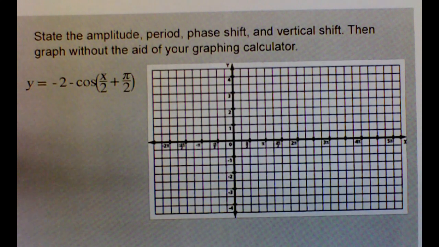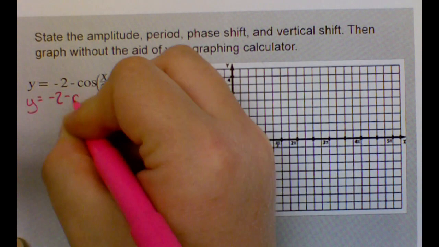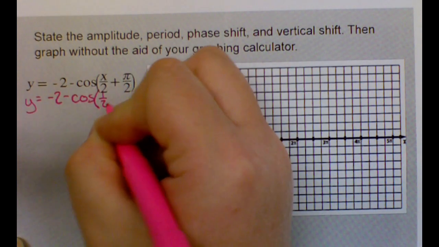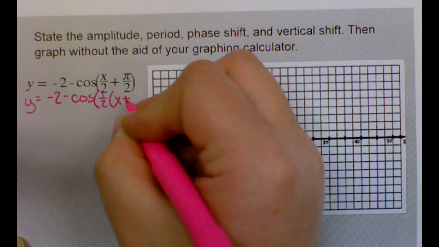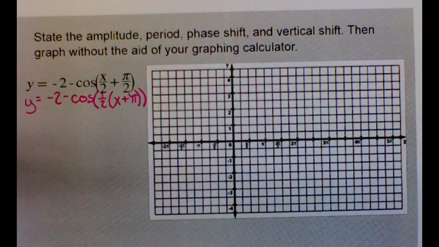All right, this one gets a little complicated because you'll notice the b value is not factored out. So we want to rewrite it right away. Negative 2 minus the cosine of 1/2 times x plus pi. Because 1/2 times pi makes pi over 2.